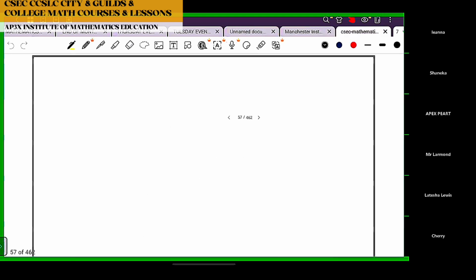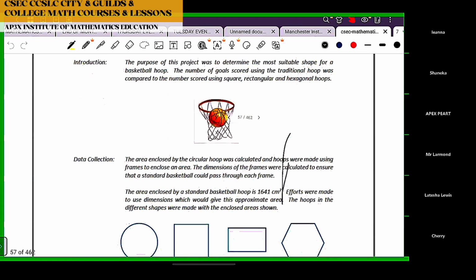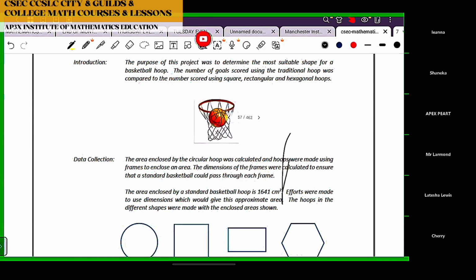Okay, thanks. If you look at the screen here, this is an example from the CSEC. They don't have any objective. Well, they do. The objective is they want to look at the number of goals scored in a traditional hoop compared to the number of goals scored if the hoop is square. That's one objective. 2, if the hoop is rectangular, that's the second objective. 3, if the hoop is hexagonal, meaning that it has 6 sides, hex means 6. So those are 3 objectives, but then put it in a straight line.